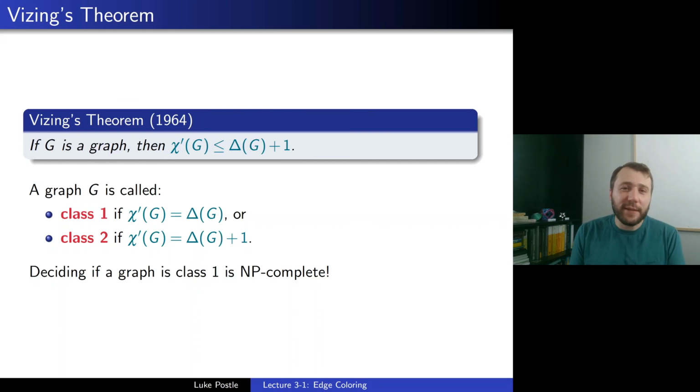So even though there's really 2 options, delta and delta plus 1 for chi prime, it's probably intractable to actually come up with any characterization between the 2. So Vizing's theorem is nice and satisfying in that you couldn't really hope to come up with a theorem that tells you when it's actually delta, but at least we've gotten it down to delta and delta plus 1.